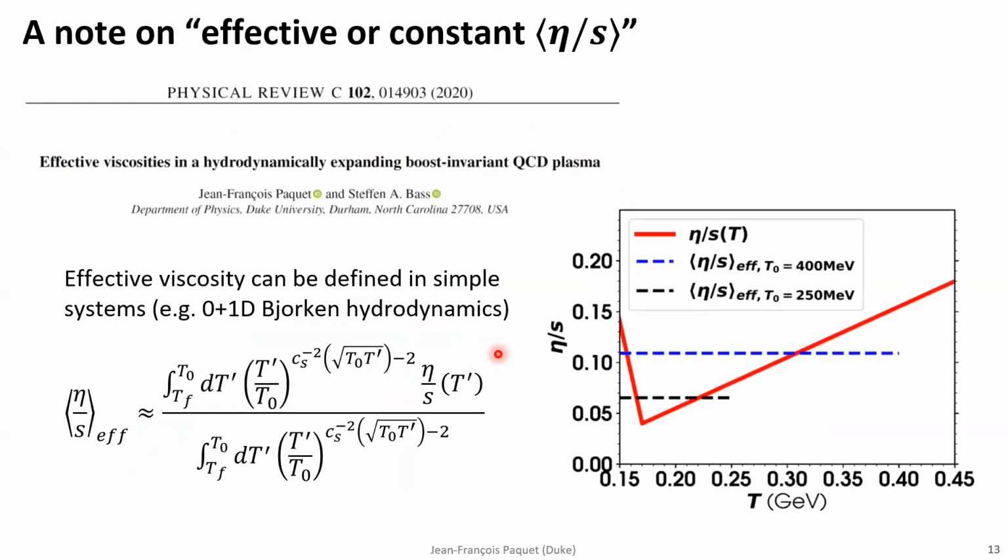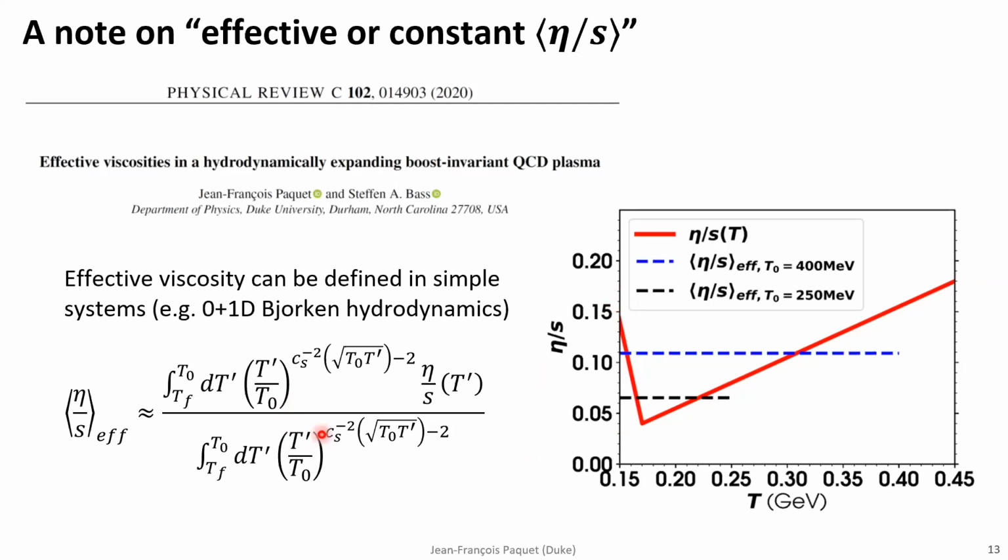And we actually did some work at Duke last year. It's a paper we published earlier this year, Stefan Bass and I, where we were trying to understand how you can relate, let's say you find an effective viscosity that can describe your data. How might this viscosity be related to the real temperature-dependent viscosity?